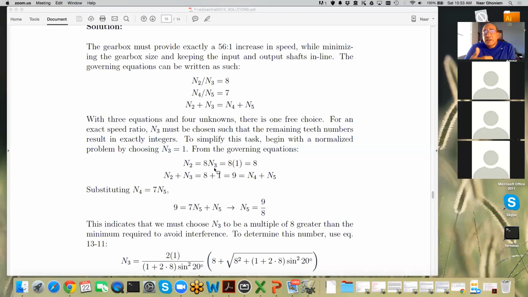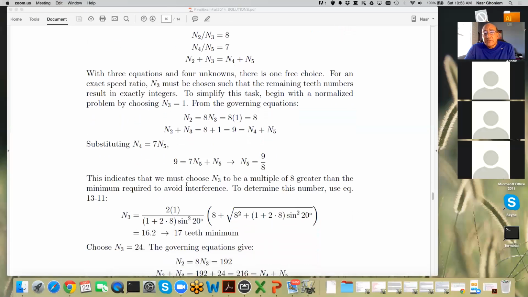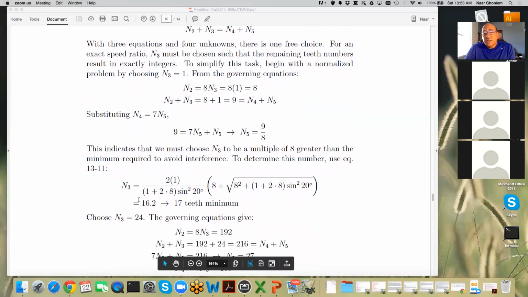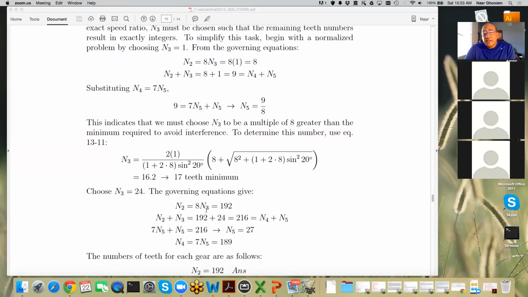So if we multiply everything by 8, it turns out that N3 would become 8 teeth. But 8 teeth is going to cause interference for sure, because we have a formula for the interference that N3 minimum should be 16.2. And therefore, we figure, okay, let's now forget about this 8 multiplier here and choose N3 equals 17. And then we cascade everything from there and calculate N2 and N4 and N5 based on the fact that N3 is 17.